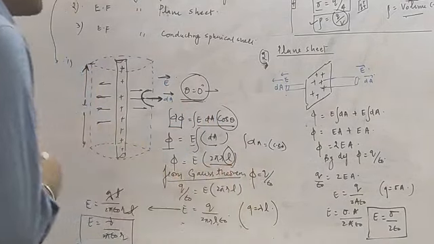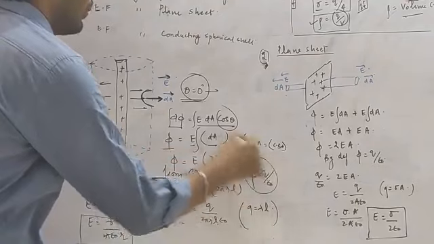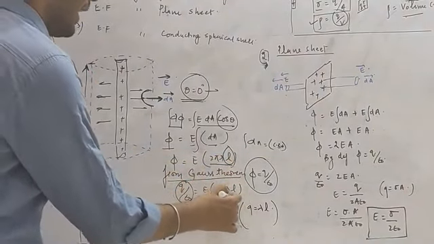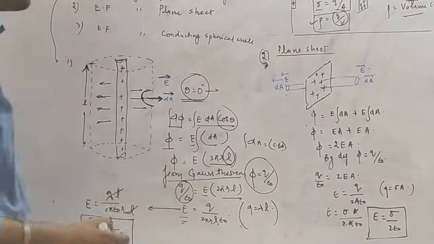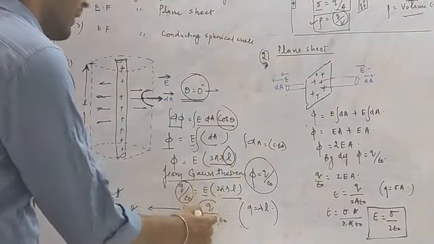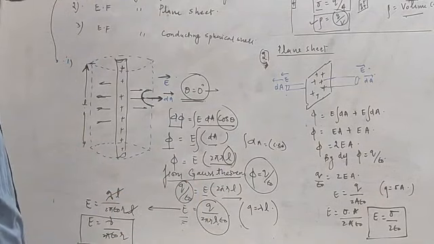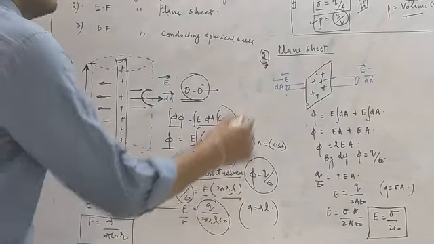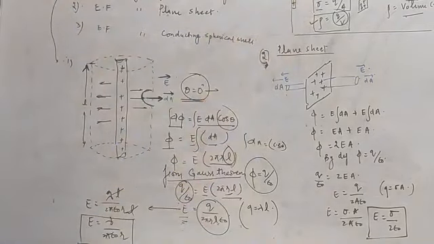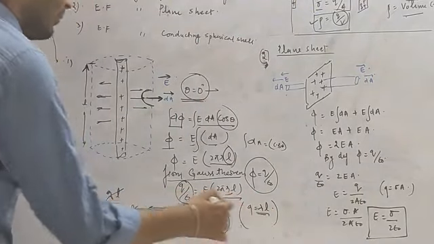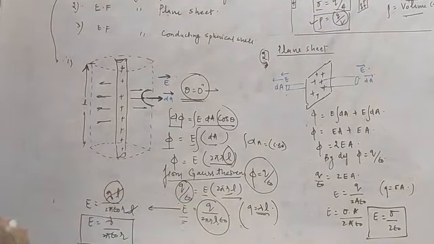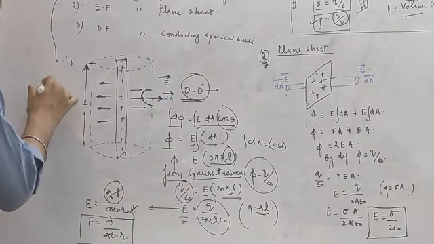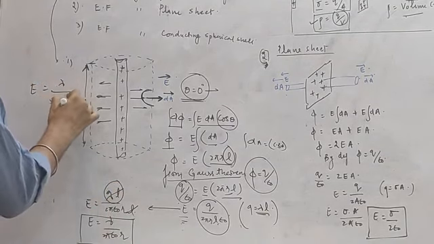From the definition of Gauss theorem, we know very well phi is equal to Q upon epsilon naught. Substitute the value of phi: Q upon epsilon naught equals E into 2 pi R L. Making E the subject, we get Q upon 2 pi R L epsilon naught, so 2 pi R L is in the denominator. Now we substitute the value of charge. We know linear charge density lambda equals Q upon L, so in place of Q we can substitute lambda into L. The L will cancel out, and the electric field is equal to lambda upon 2 pi R epsilon naught.